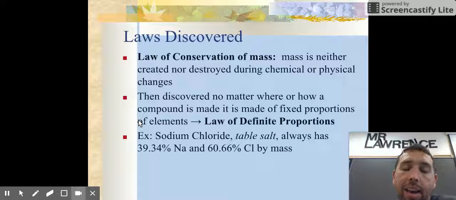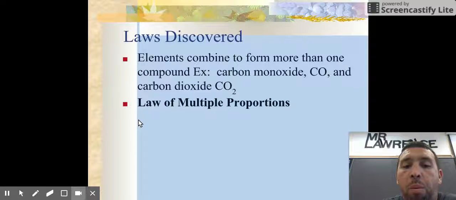So the theories we operate on today come back to these 3 laws. And those laws are the law of conservation of mass, the law of definite proportions, and the law of multiple proportions.